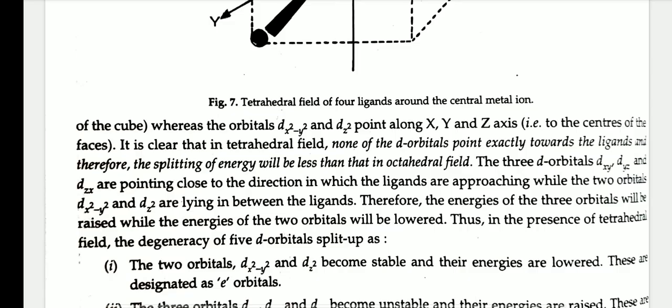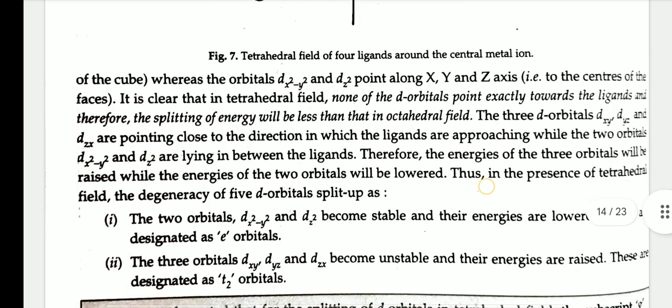The 3d orbitals dxy, dyz and dzx are pointing close to the direction in which the ligands are approaching, while the two orbitals dx square minus y square and dz square are lying in between the ligands. Therefore the energies of the three orbitals will be raised while the energies of the two orbitals will be lowered. Thus in the presence of a tetrahedral field, the degeneracy of the 5 d orbitals splits up as the two orbitals dx square minus y square and dz square become stable and their energies are lowered.